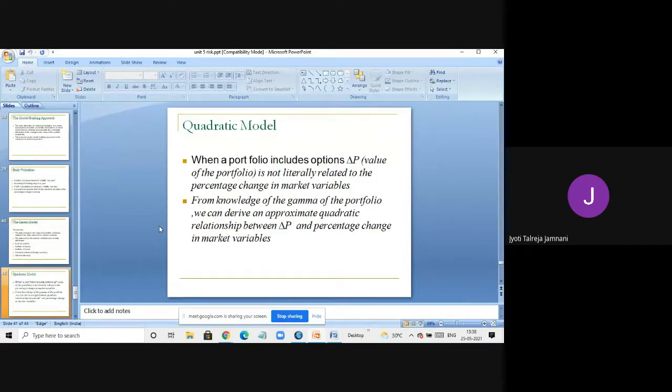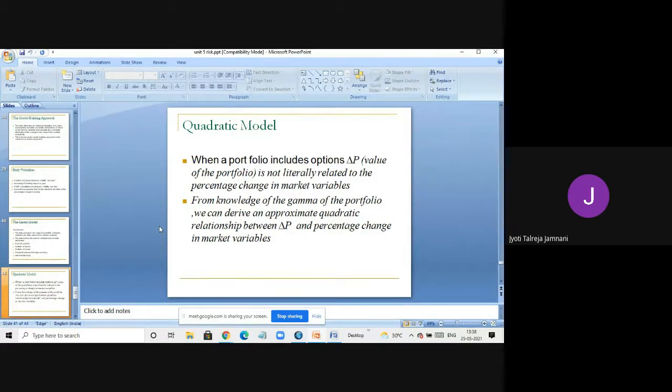The next is the quadratic model. In case of a quadratic model, when a portfolio includes options, this is used for options. Now I have not taught you options yet, so you may not get into this in detail now. When I go to the chapter on options, you will understand this better. I'll still read it out to you. When a portfolio includes options, delta P, which is the change in the value of the portfolio, is not linearly related to the percentage change in the market variable.